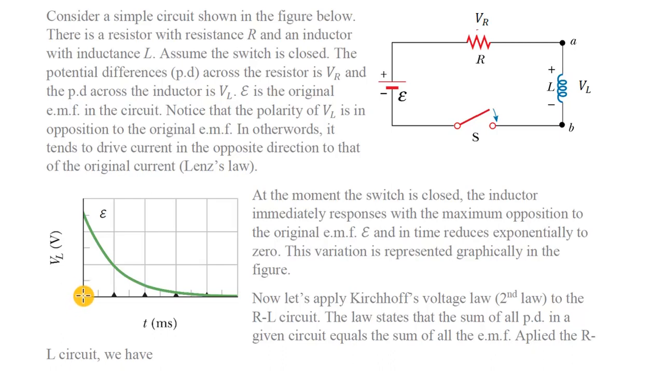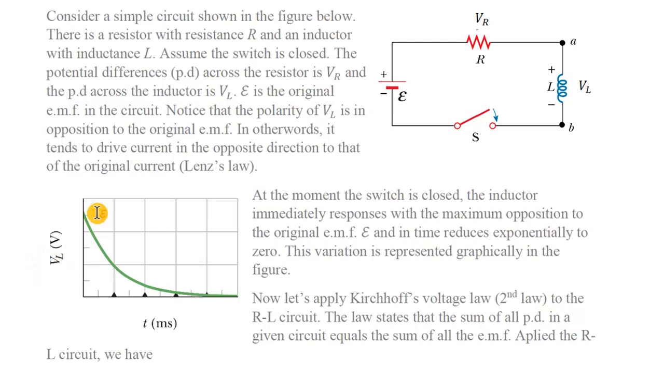Immediately we close the switch, the inductor will offer an equal opposition to the EMF. That means the value of this voltage that is in opposition to the EMF will be the same. So the initial value will be the same as the value of the electromotive force. Then gradually, the voltage that opposes the electromotive force will start falling. It will decay. As it slowly decays, the electromotive force takes over and starts driving current through it.